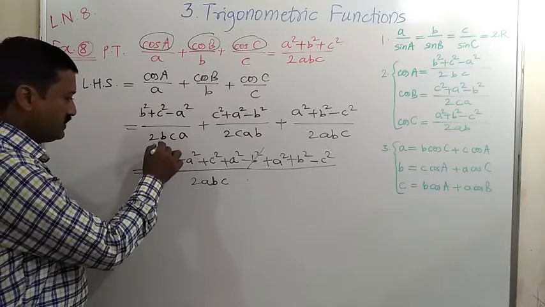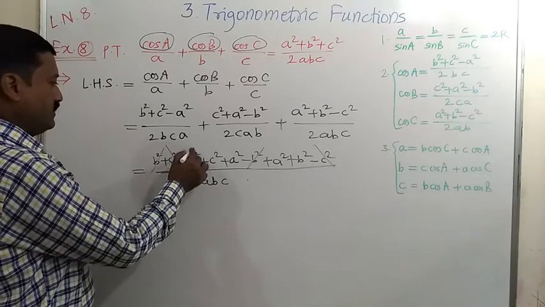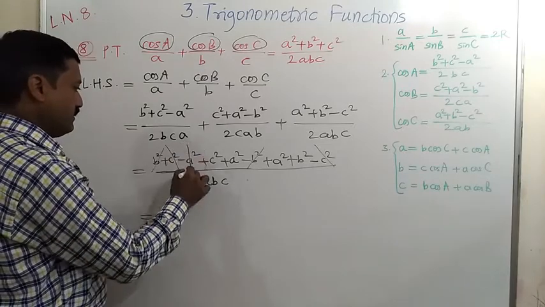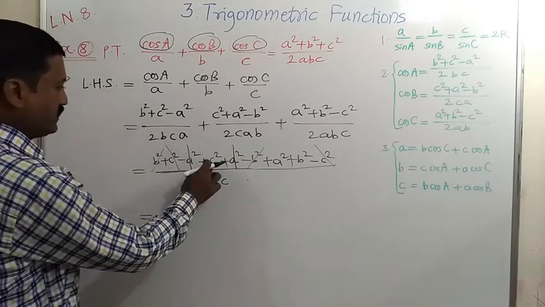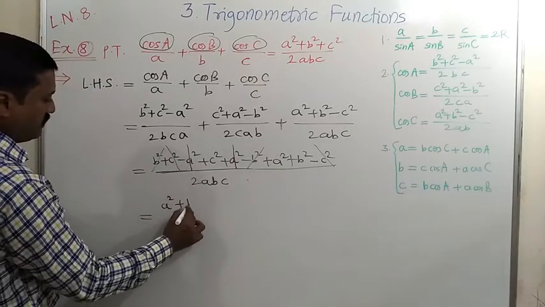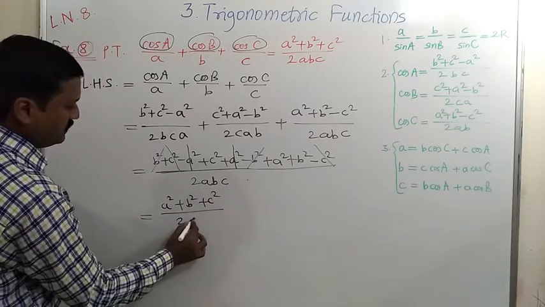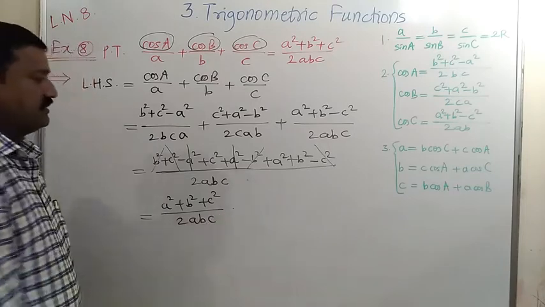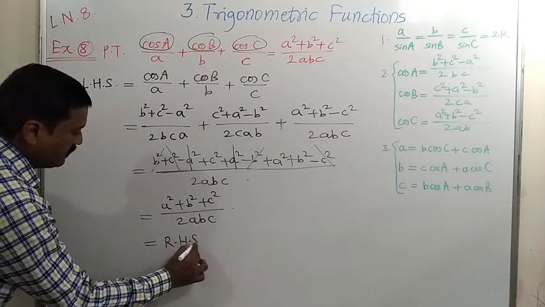One C square gets cancelled with this negative C square, and this A square gets cancelled with minus A square, and this A square gets cancelled with plus A square. So what remains here is C square, A square, and B square. That is nothing but A square plus B square plus C square upon twice ABC, which is nothing but the given RHS.